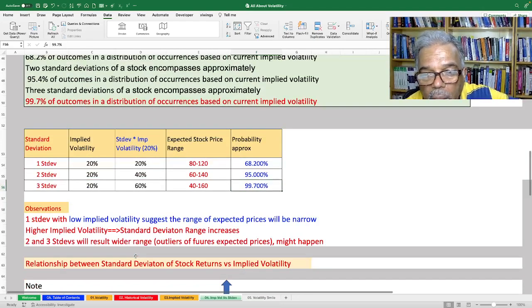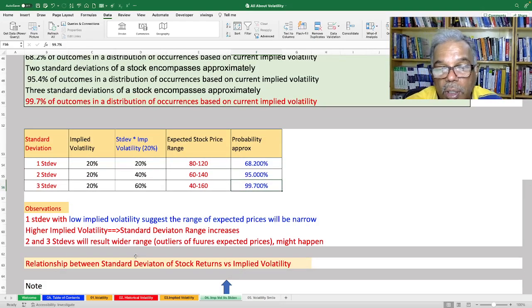with a 99.7% probability. So one standard deviation at a low implied volatility suggests the range of expected price will be narrow. The higher the implied volatility, the more the standard deviation range increases. Two and three standard deviations will result in a wider range of what might happen.